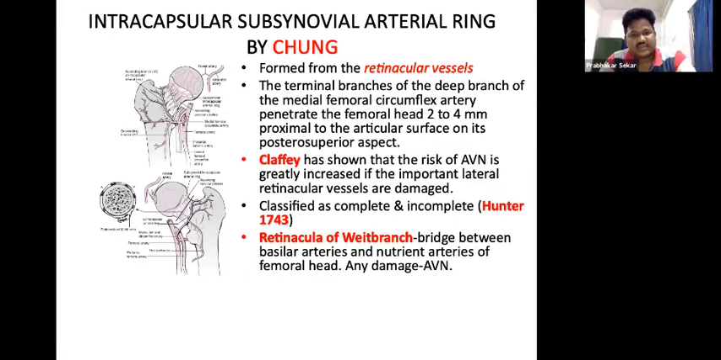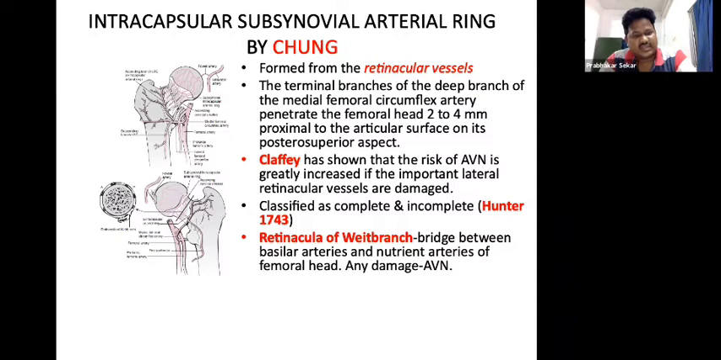Then intracapsular, a few points on the subsynovial arterial ring. Here the main blood supply comes from the subsynovial ring, that is the intracapsular subsynovial ring. Branches from the subsynovial ring pierce the head just before, not inside the head, just 2 to 4 mm proximal to the articular surface, mainly on the posterior-superior aspect. So that is the vulnerable zone. Any fracture at this area, the posterior-superior aspect, subcapital region, goes for 100% necrosis.